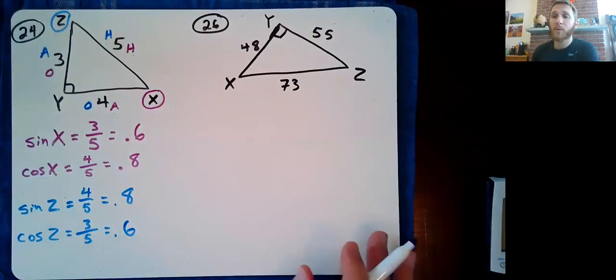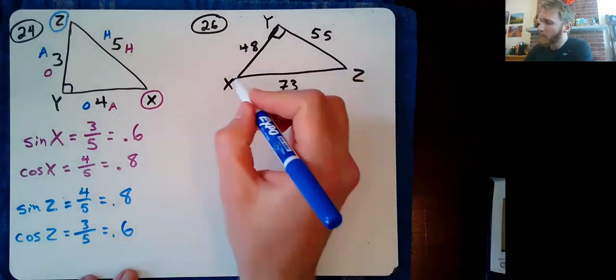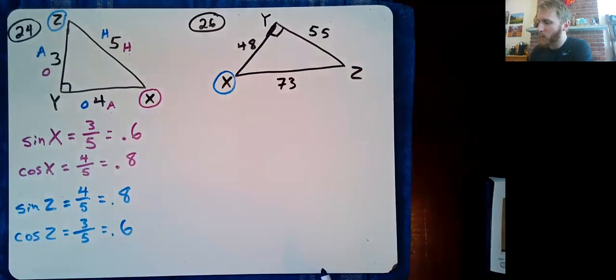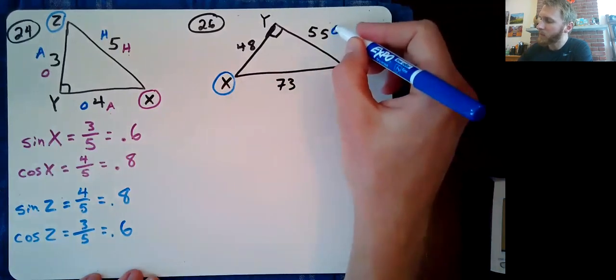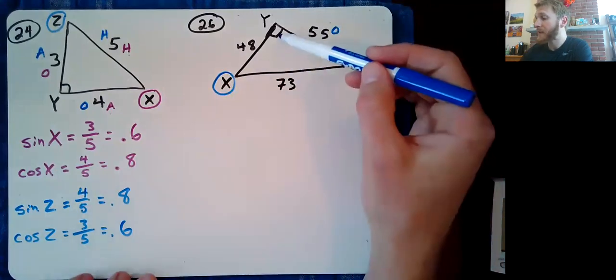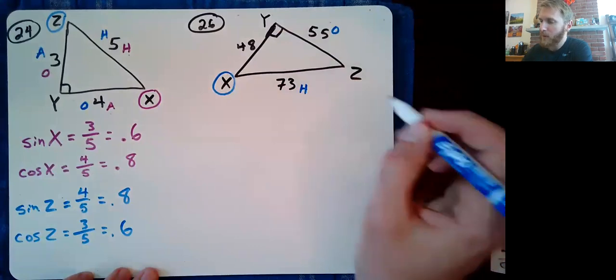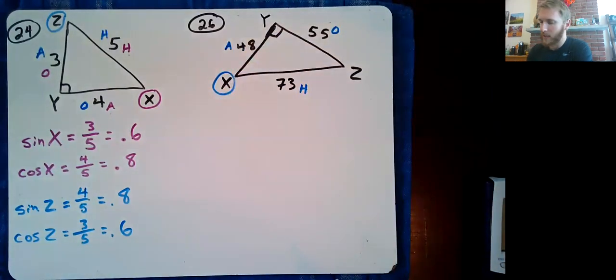And those are my ratios. Let's do it again for number 26. Same thing, only difference is that your triangle's oriented a little differently. It's kind of rotated. But just focus on what you know. I'm going to do angle x first. So angle x here, 55 is pretty clearly my opposite side. But be careful, your hypotenuse is opposite the right angle, so 73 is my hypotenuse, whereas 48 then is my last side, which is my adjacent leg.